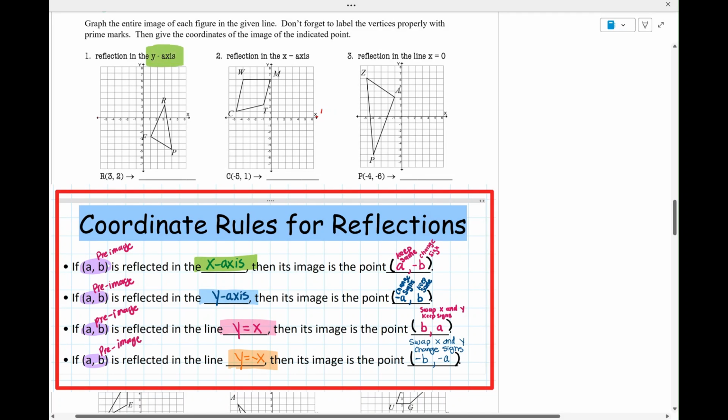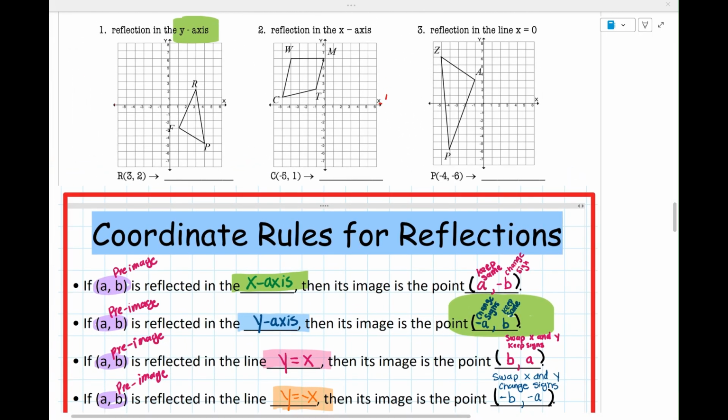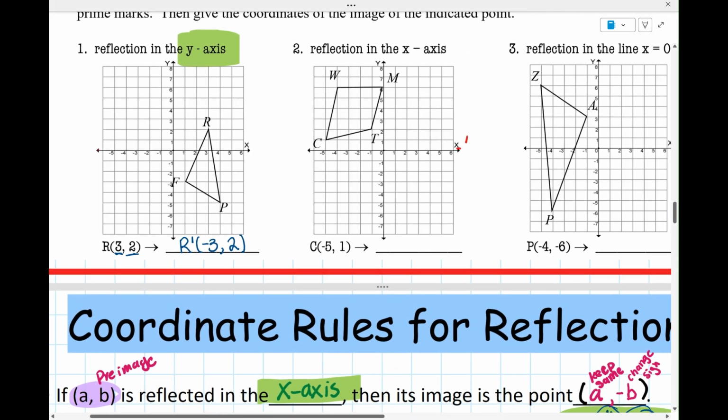Reflections and how to do reflections, both using some rules that we came up with here for some special occasions, or visually doing it on the graph. So according to the rule here, we're going to change the sign for the x coordinate. That's how we got the -3. And we're going to keep the sign for our y coordinate. So that's how we get the 2. So that means that r prime will have that location, -3, comma 2.